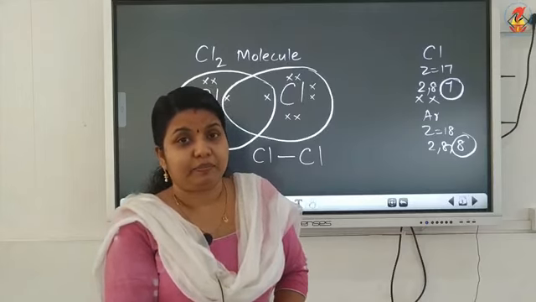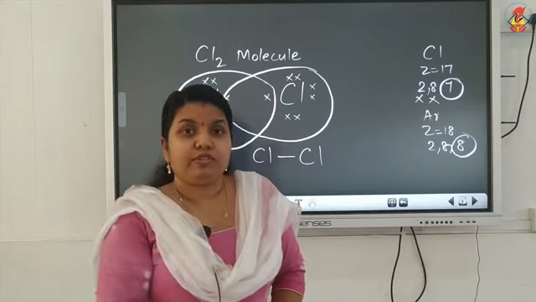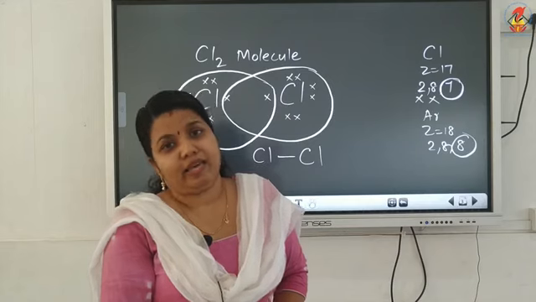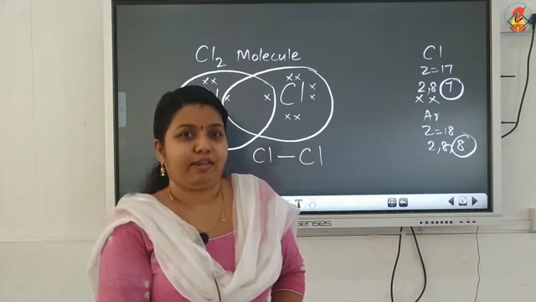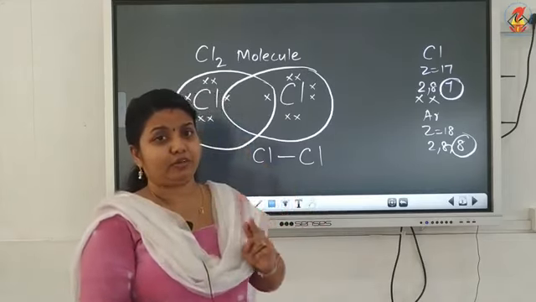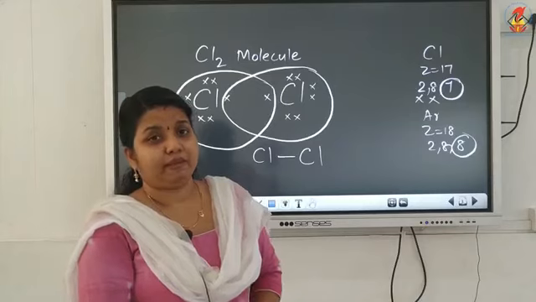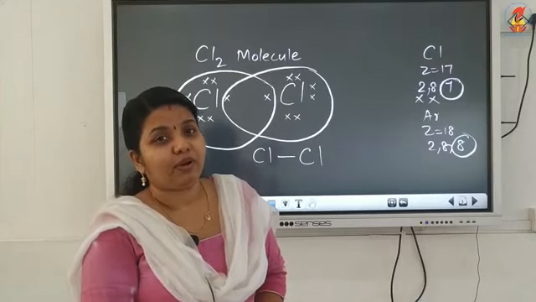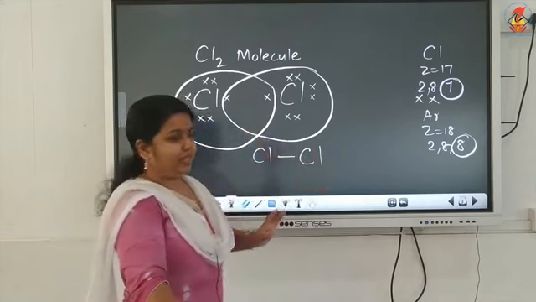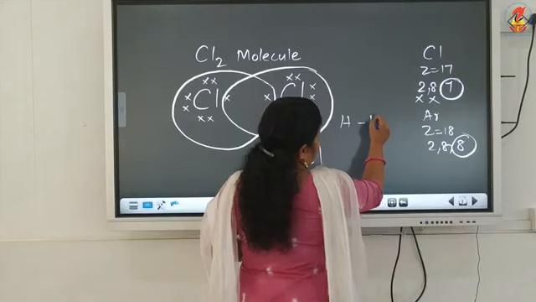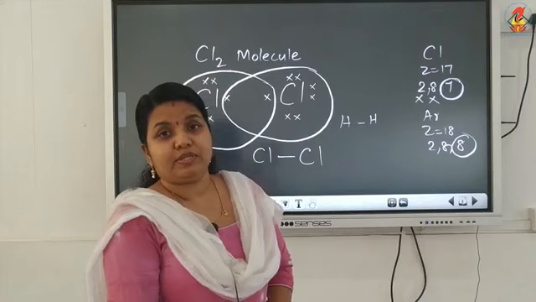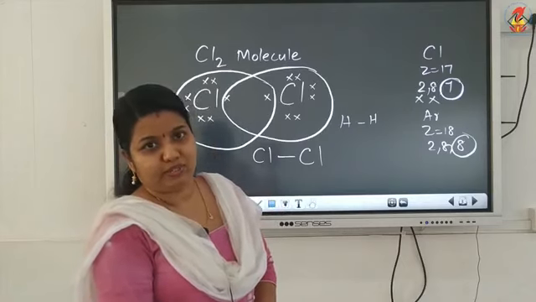So what is a single covalent bond? The covalent bond which is formed by sharing of one electron pair between the combining atoms is known as a single covalent bond. One electron pair means two electrons. We simply call it a single bond. Cl, single bond, Cl. Hydrogen also, one more example is H2, that we learned already. So these two are examples of molecules where we have a single bond. I hope you understood this.